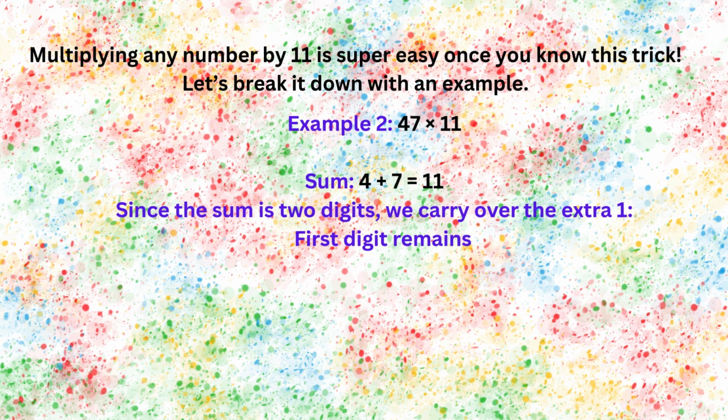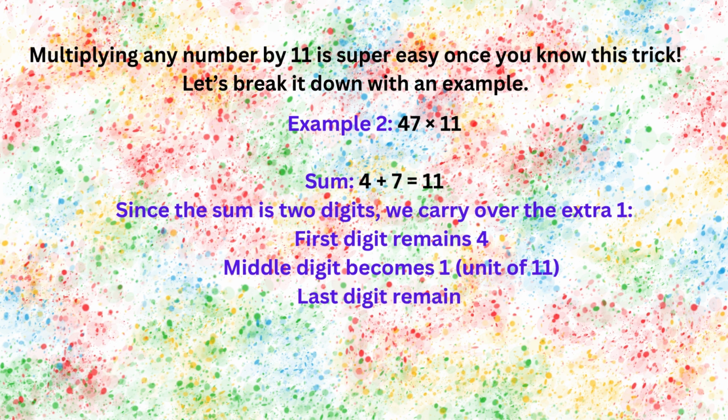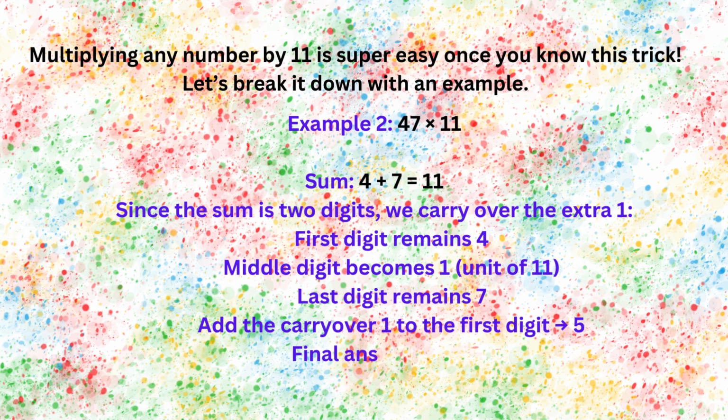First digit remains 4. Middle digit becomes 1, the units digit of 11. Last digit remains 7. Add the carryover 1 to the first digit, 5. Final answer, 517. So, 47 times 11 equals 517.